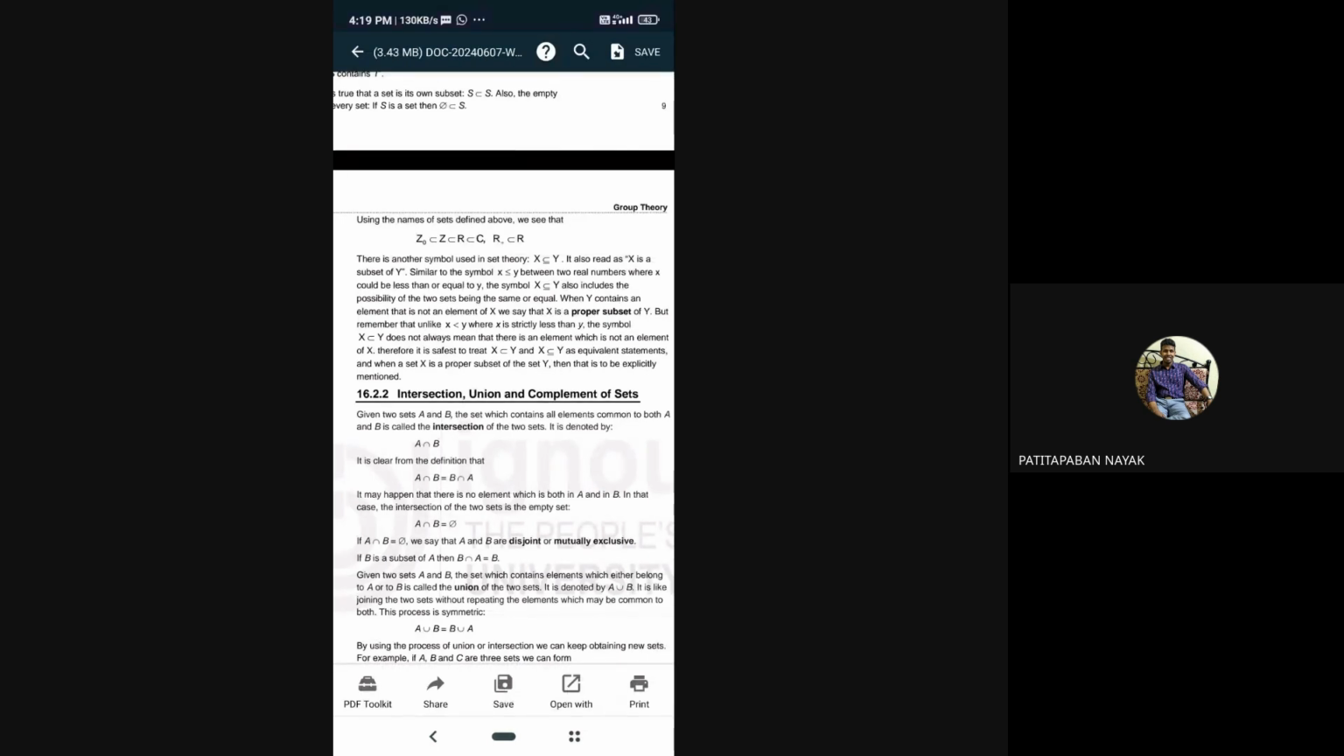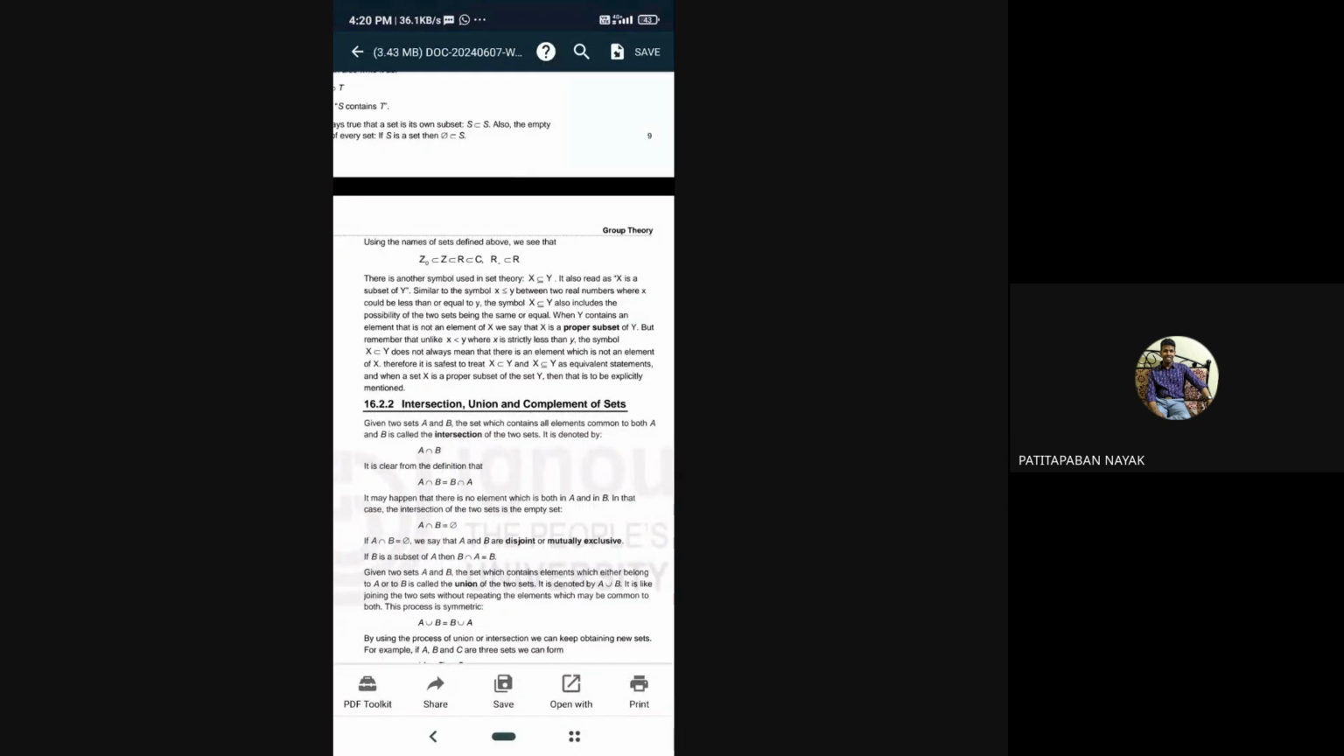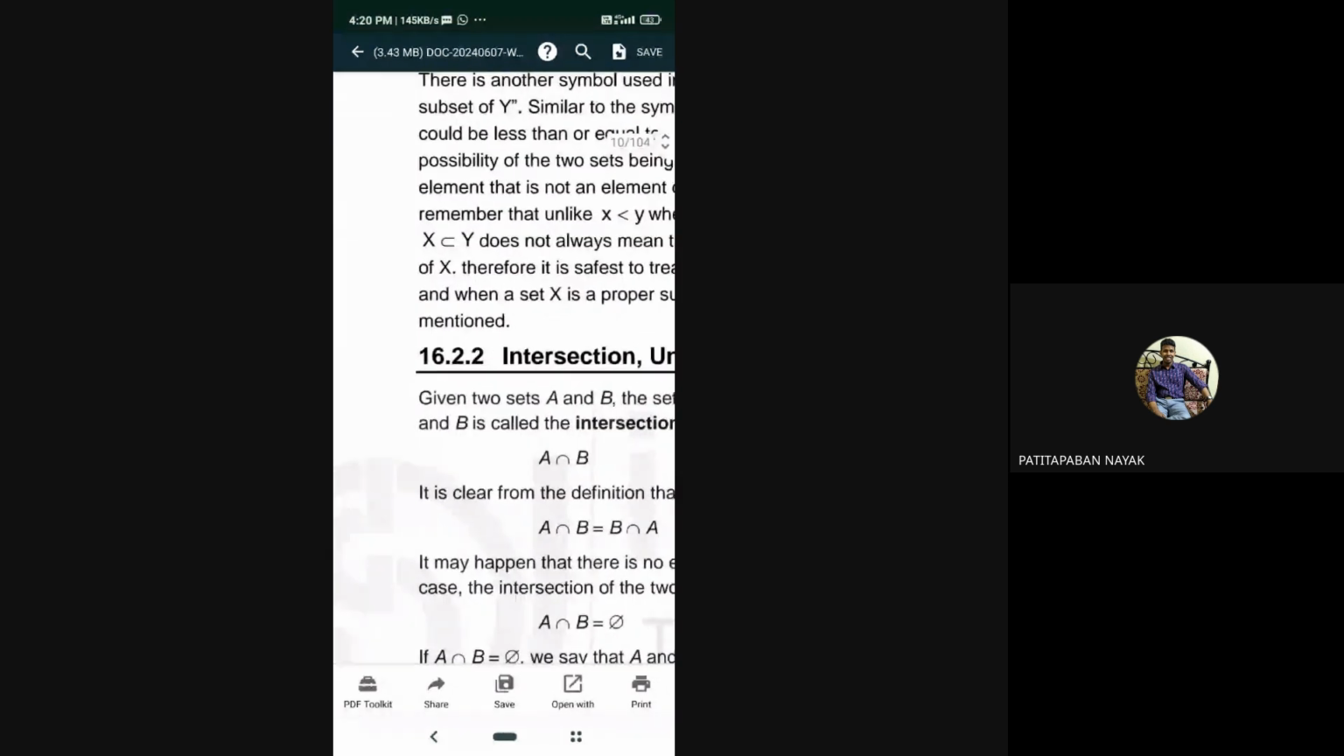Now, you know these things; we will just refresh your ideas and recollect them. Suppose there are two sets A and B, and there are some common elements in A and B. Suppose A has 1, 2, 3, 4, 5 and B has 4, 5, 6, 7, 8. So 4 and 5 are the common elements. In this case, A and B have an area of intersection, and the intersection is denoted by this symbol between A and B.